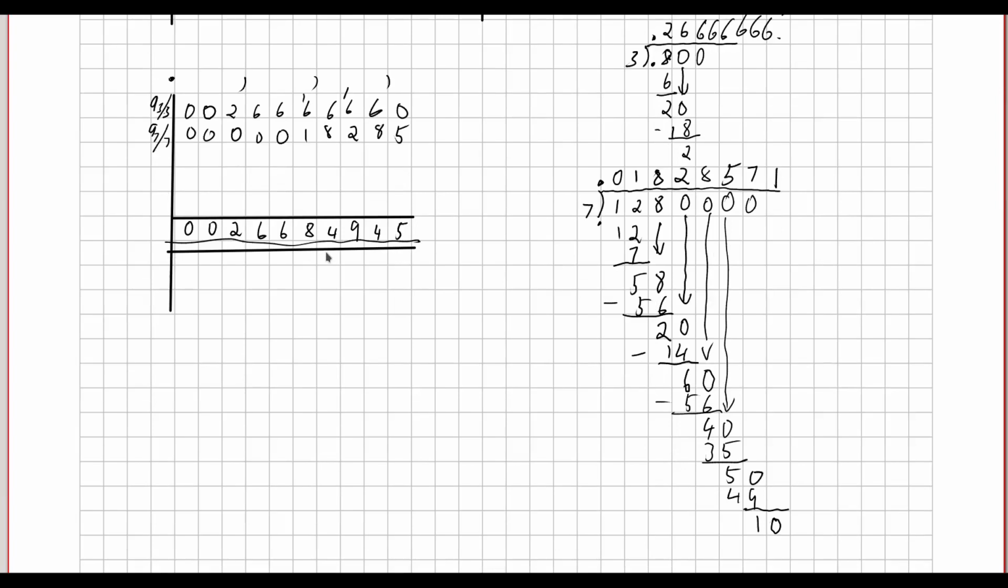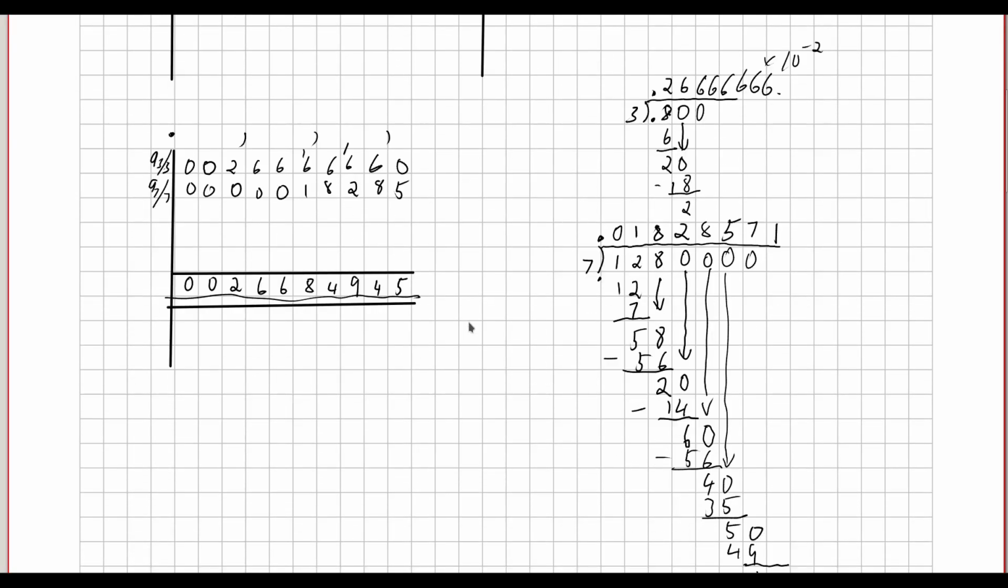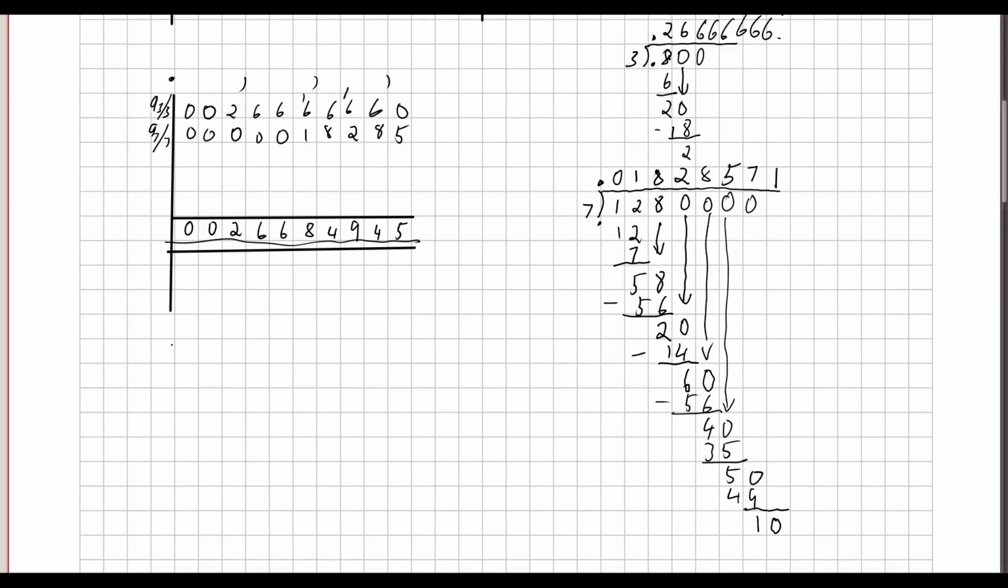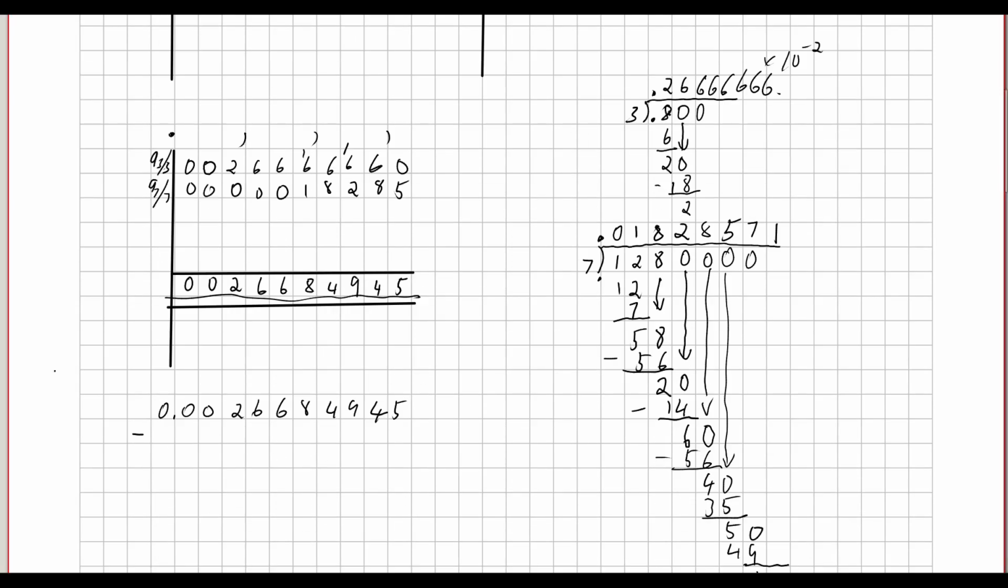Now we'll have to take that away from this because we've added up the positive terms and now we've added up the negative terms and we'll have to take it away. So let's do that. So we'll have 0.00266849445 take away 0.2000, 0.20064, and we can put in those there.